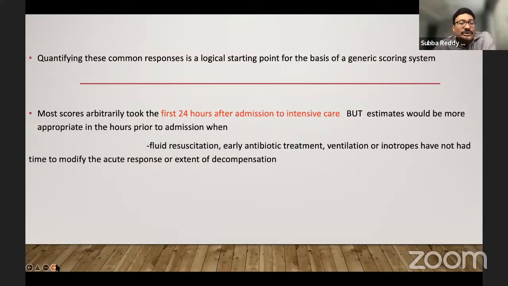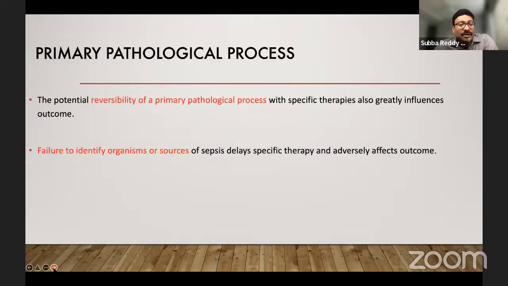Most of the scores arbitrarily look at the first 24 hours after admission to the intensive care unit. We have two types of score: a single scoring within 24 hours, and repetitive scoring systems, where you repeat the score after 24, 48, and 72 hours. Ideally you would get these scores before fluid administration, antibiotic treatment, ventilation, and inotrope start, but it is difficult to get scores prior to admission. That's why we take these scoring systems in the first 24 hours after admission.